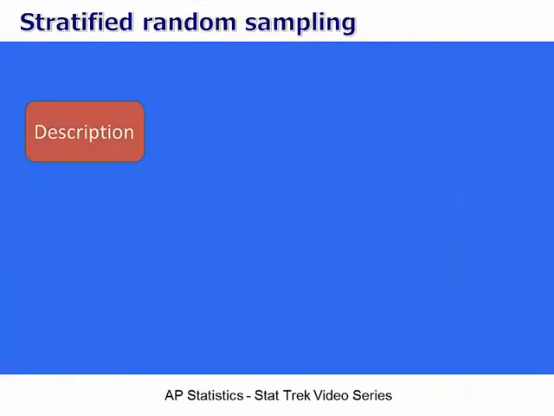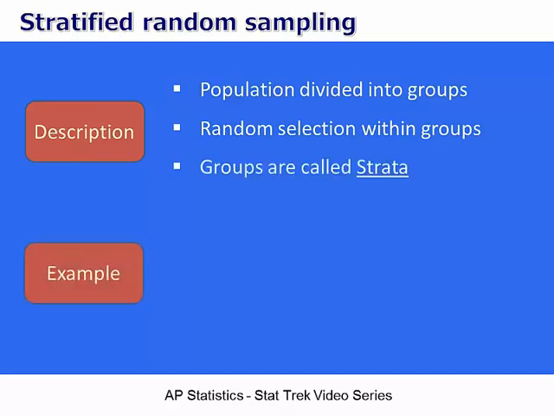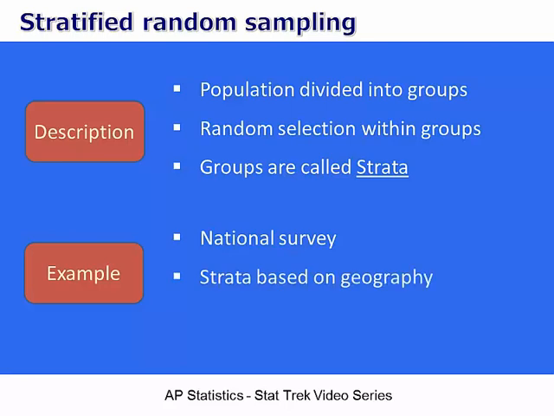With stratified sampling, the population is divided into groups based on some characteristic. Then, within each group, subjects are randomly selected. In stratified sampling, the groups are called strata. As an example, suppose we conduct a national survey. We might divide the population into strata based on geography: north, east, south, and west. Then, within each stratum, we would randomly select survey participants.